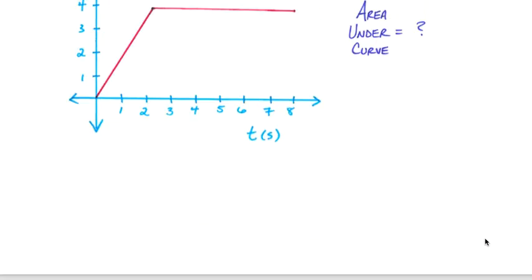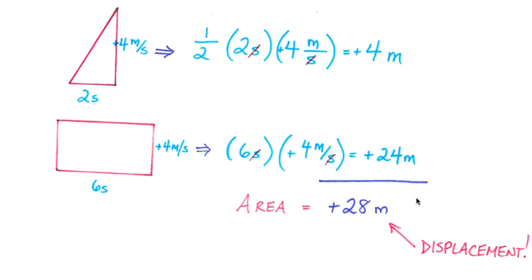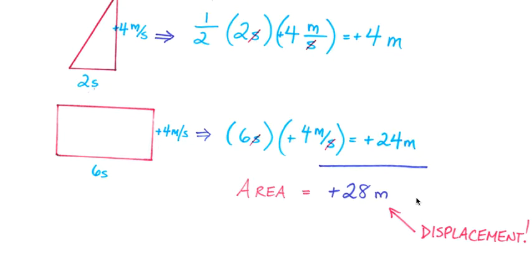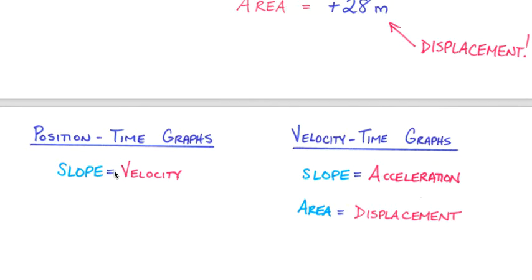What does the area under a velocity time graph give you? Well, it actually gives you the displacement of the object. So just to give you a quick recap, for position time graphs, the slope will give you information about the velocity of the object. For velocity time graphs, which is this newer concept, the slope will give you the acceleration, and the area that's trapped between your line and the x-axis will actually be the displacement that that object experienced.